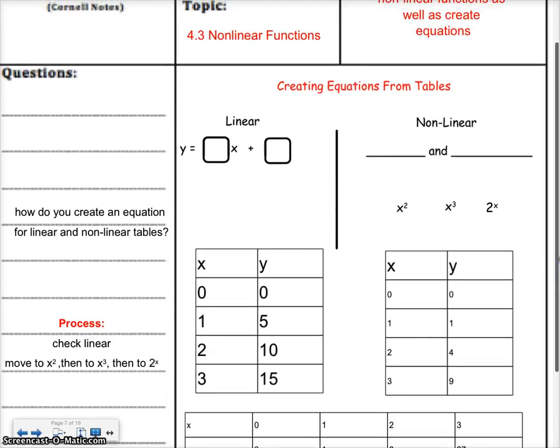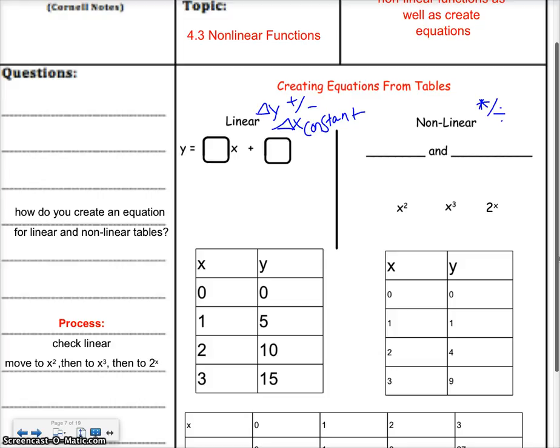Linear equations, remember, for linear you have the change in y and change in x is constant. That little triangle is delta, which means change. Because think about Delta Airlines, you're changing your location. So change in y and change in x is constant, adding or subtracting. Nonlinear would be multiplying or dividing.